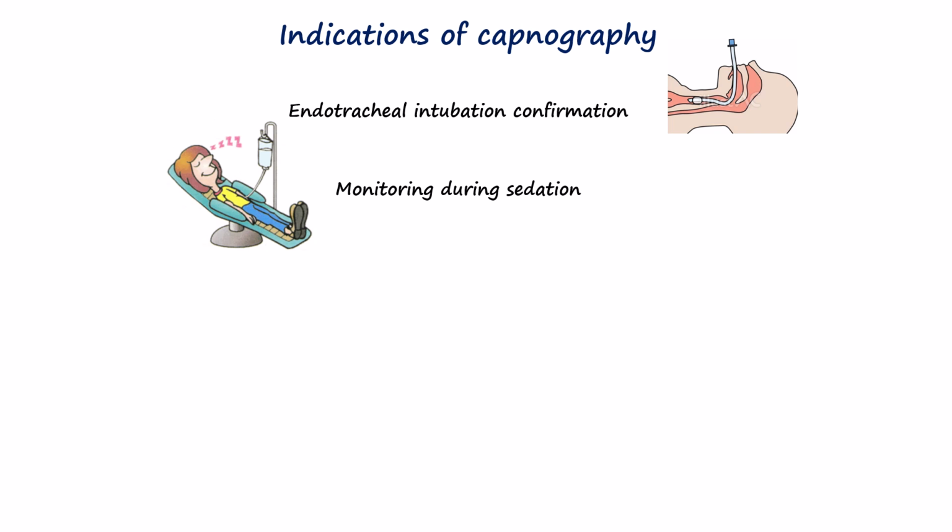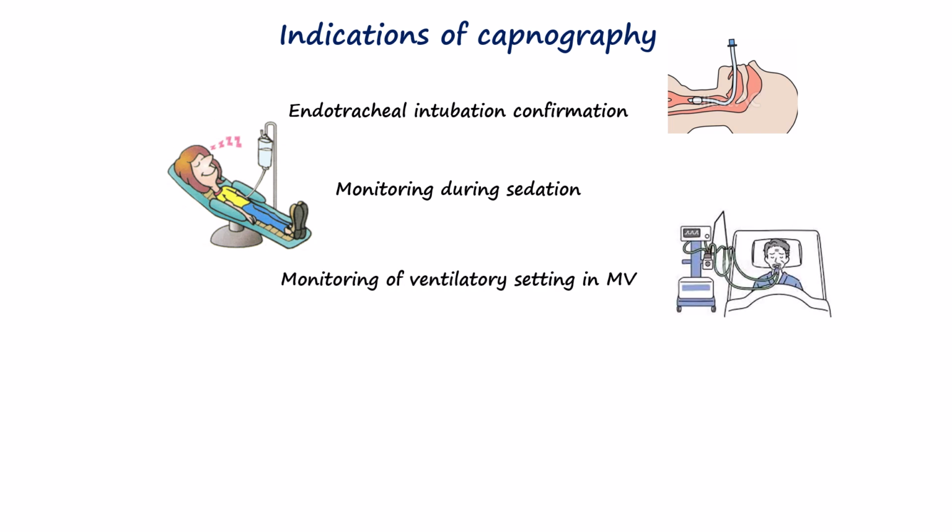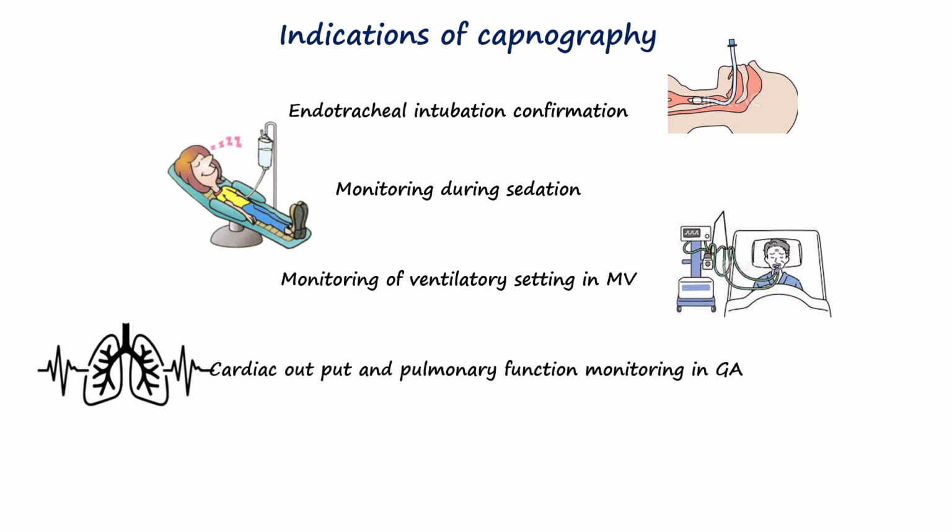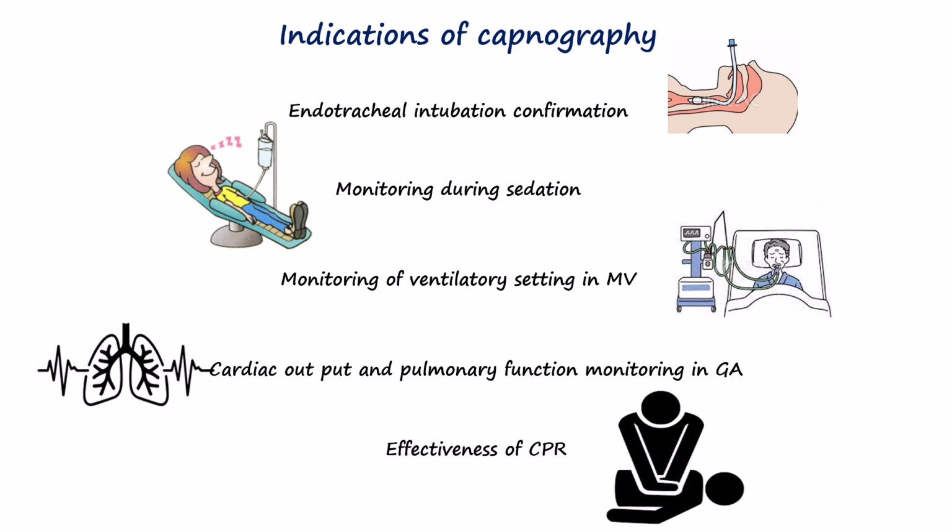In mechanical ventilation, capnography is valuable for assessing the effect of changes in ventilatory settings. Under general anesthesia, it helps monitor both pulmonary function and cardiac output status. Additionally, during cardiopulmonary resuscitation, capnography is used to evaluate the effectiveness of chest compression and can predict the likelihood of successful resuscitation.